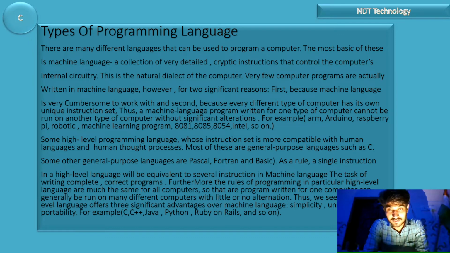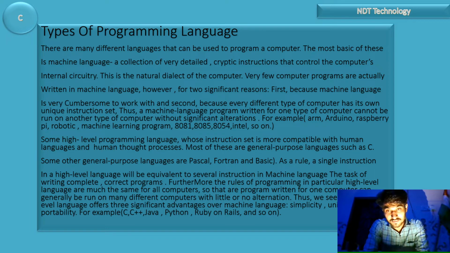And third is portability. As I have already told you, very few computer programs are actually written in machine level language for two significant reasons. First, machine language is very cumbersome to work with. Second, every different type of computer has its own unique instructions. Alright. So portability is provided in high level language. If you write a C program on one computer, you can compile it on any kind of computer. Right. That's portability, provided only by the use of high level language.